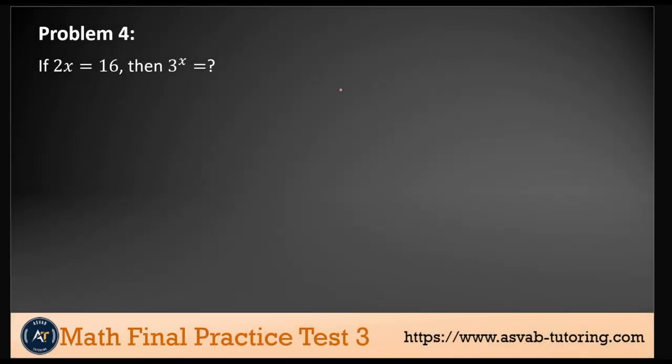Okay, problem 4. If 2x equals 16, then 3 to the power of x equals... For this problem, this is actually formatted a little bit incorrectly. It should be 2 to the power of x. Now then, if 2 to the power of x is 16, then 3 to the power of x is what? Well, it should be easy enough to solve.